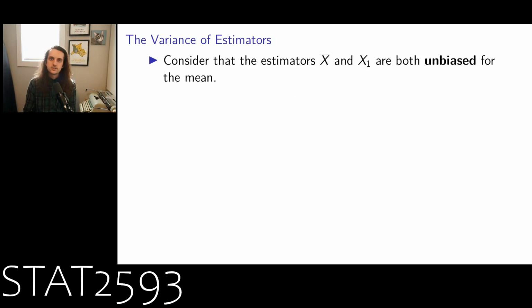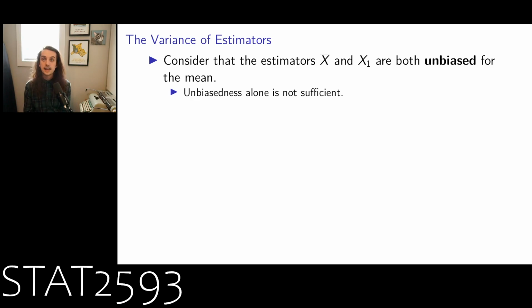Now, consider that both x bar and x1 are going to be unbiased for the mean of the distribution. Right? The expected value of x bar we saw in our last lecture is going to be exactly the expected value of x, and the first value in our sample is going to have expected value x as well. And so because they're both unbiased for the population mean, we can say that unbiasedness alone is not going to be sufficient for a good estimator, right?